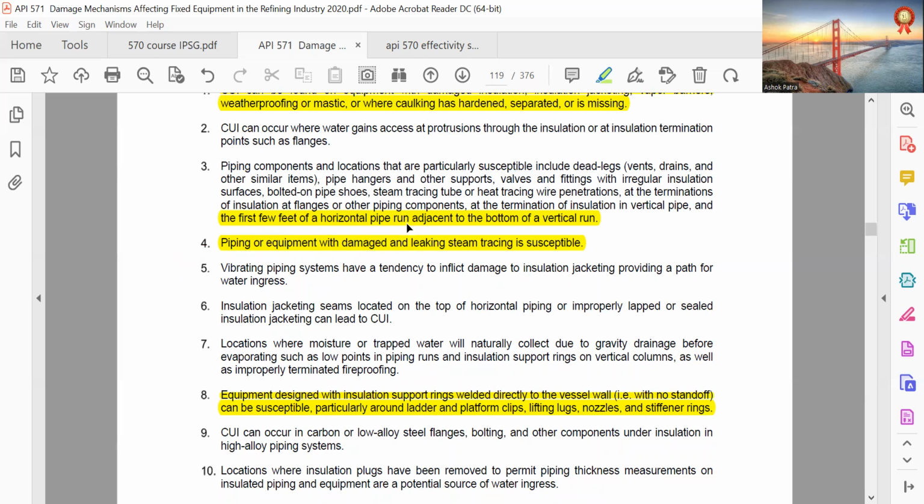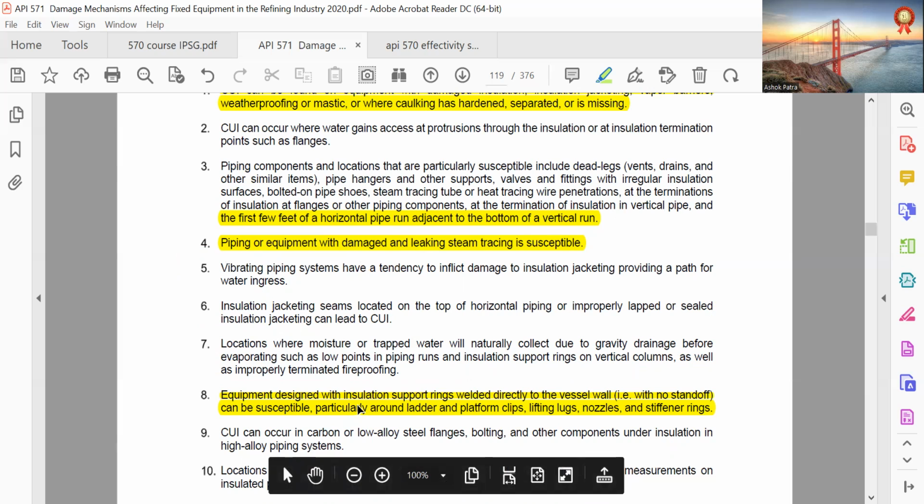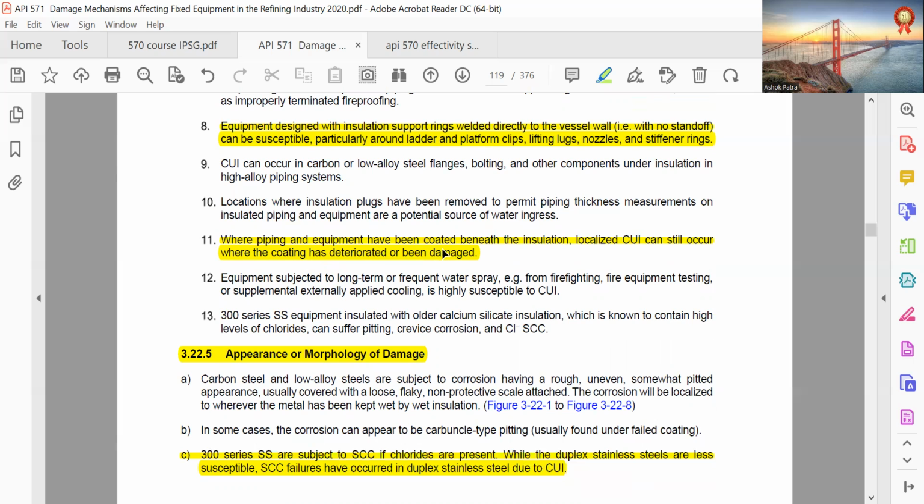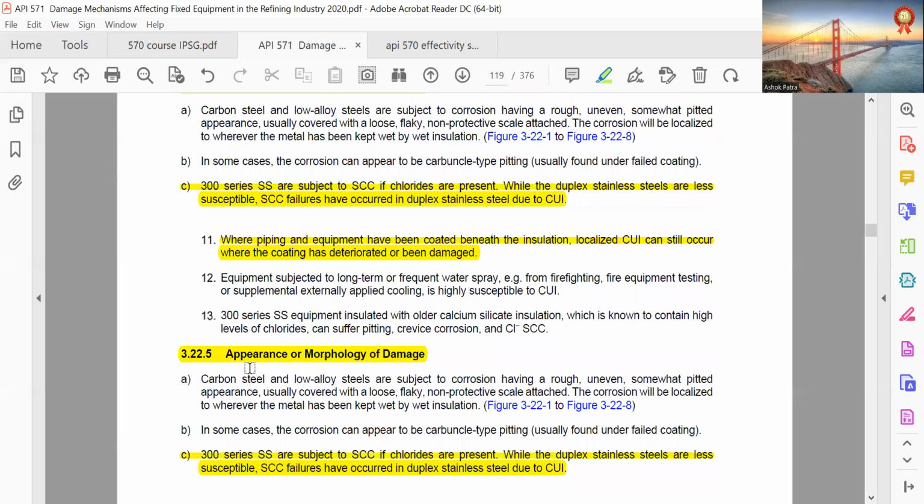The first few feet of a horizontal pipe run adjacent to the bottom of a vertical run. Piping or equipment with damaged and leaking steam tracing is susceptible. Equipment designed with insulation support rings welded directly to the vessel wall with no stand-off can be susceptible, particularly around the ladder and platform clips, lifting lugs, nozzles, and stiffener rings. Where piping and equipment have been coated beneath the insulation, localized CUI can still occur if the coating has deteriorated or been damaged. The appearance or morphology of damage.